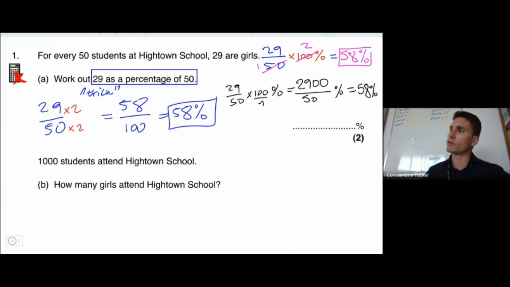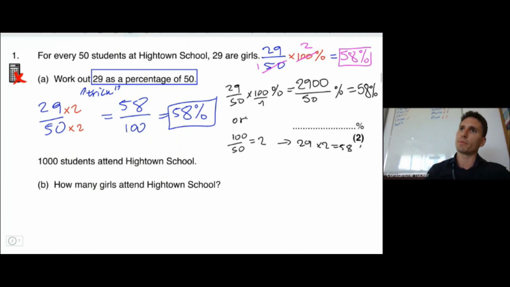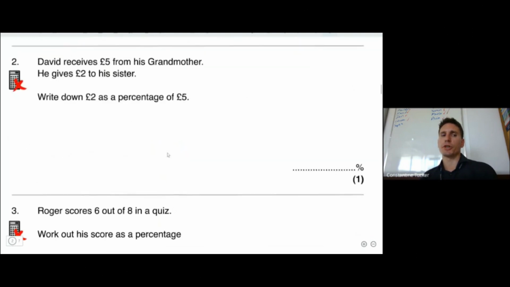If you want to do it another way, you could have done 100 divided by 50, which is 2. And then you would have done 29 times 2, and that would give you 58. Yeah, if it's a weird number, this method would work best using the calculator. Yes, I will skip 1b because it's not what I'm focusing on, but let's try this second question.